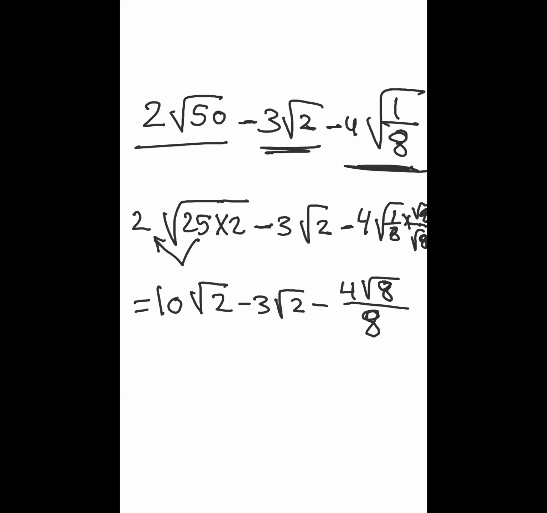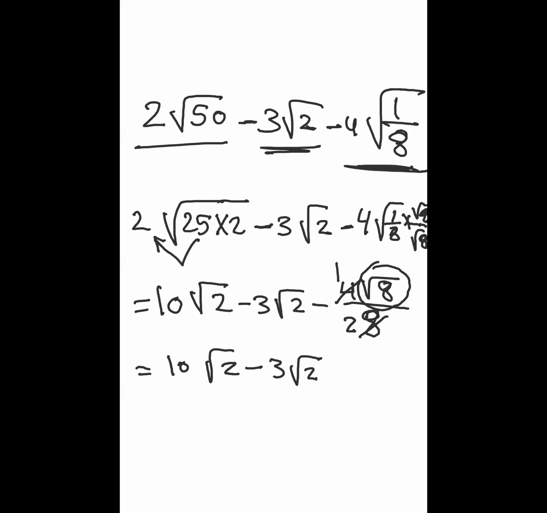Okay, so this one is 4 times the square root of 1 over 8. This means I also have to simplify the square root of 8. So it will equal 10 square root of 2 minus 3 square root of 2 minus 4 times the square root of 1. Square root of 1 equals 1, right? Then I don't have to write it.